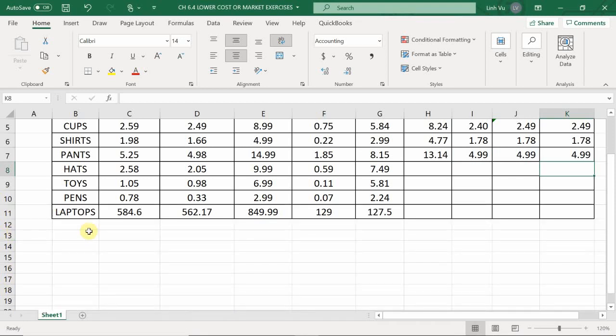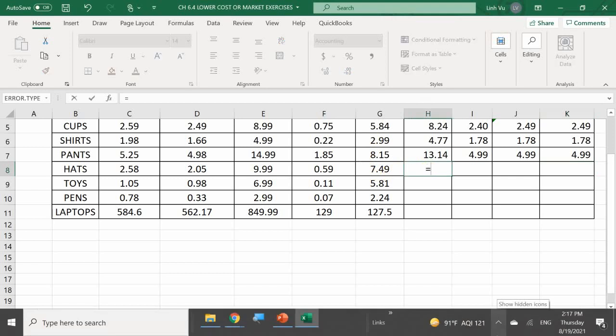Okay, so here we purchased some hats, which cost us $2.58 each, right? Due to the market, it is now worth $2.05 each. Okay? And you originally sell these hats at $9.99 each. To dispose of hats, it's going to cost you 59 cents each. And we want to make at least $7.49 profit on each hat. So, what's my ceiling?